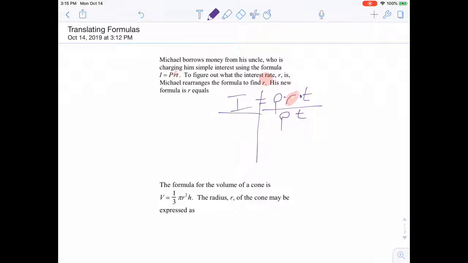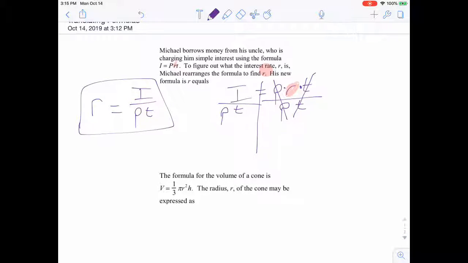Now, since this is an equation, whatever I do to one side, I have to do to the other. So since on the right-hand side I divided by PT, on the left-hand side I'm also going to divide by PT. On the right-hand side, P divided by P cancels out, and T divided by T divides out. I'm just left with R. I'm going to write it on the left, since it is an equal sign, and we have I divided by PT. We have R by itself, so that is our final answer.